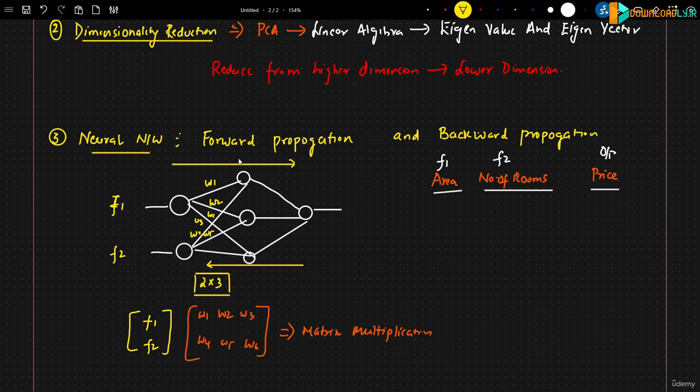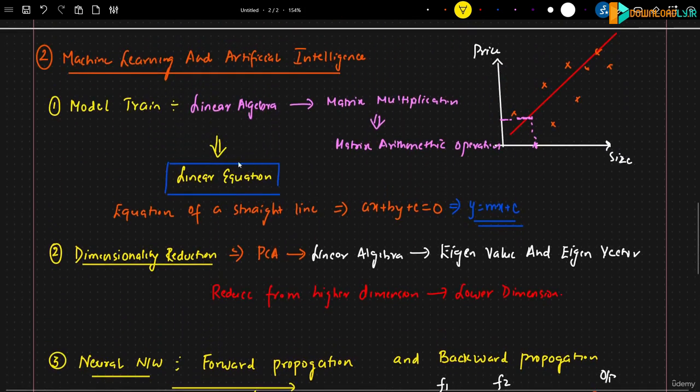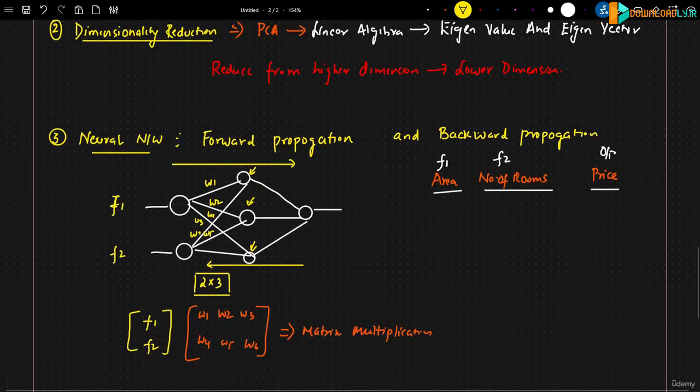Not only matrix multiplication, we also add a bias in every neuron. So we also have to do the addition operation along with matrix multiplication. So it is important that at the end of the day, linear algebra is the core concept even in machine learning, neural networks, even in deep learning and all.